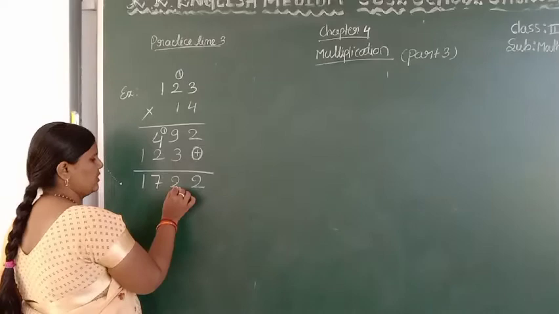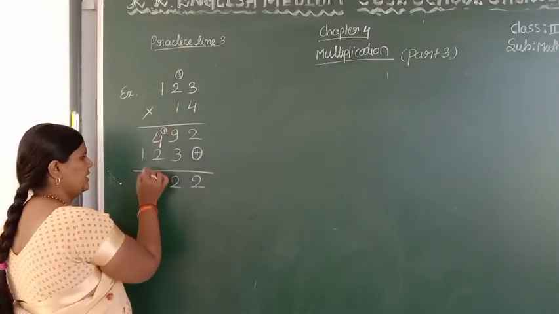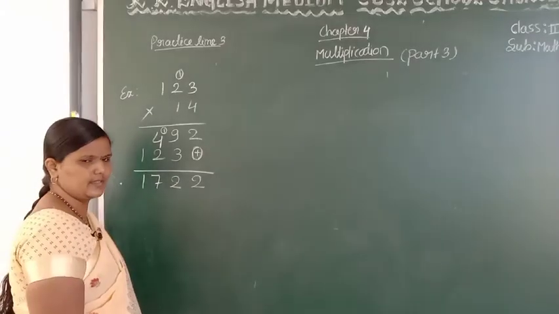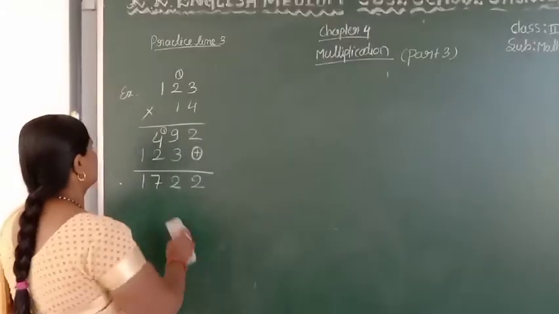Now after this you have to add. Here 2, you have to write as it is. 9 plus 3 is 12, write 2 and 1 carry. 1 plus 4 is 5. 5 plus 2 is 7, and write 1 as it is. Understand? Okay. Now I go through that practice time 4.